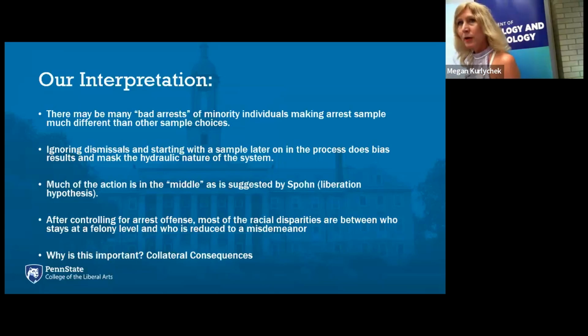So we think it's important to not just start. When we get to sentencing, we start with the whole sample. We don't start with just the people that were sentenced and then run it, we go backwards. And so it's a different way of thinking about sentencing.